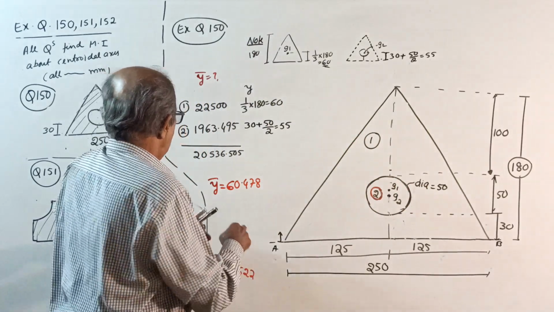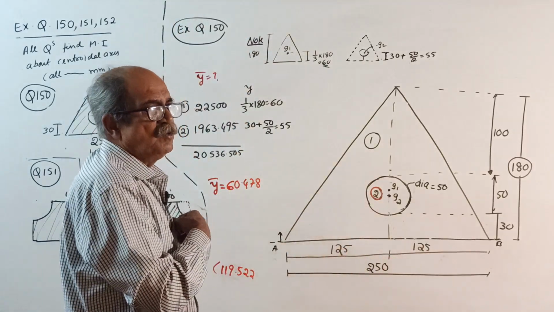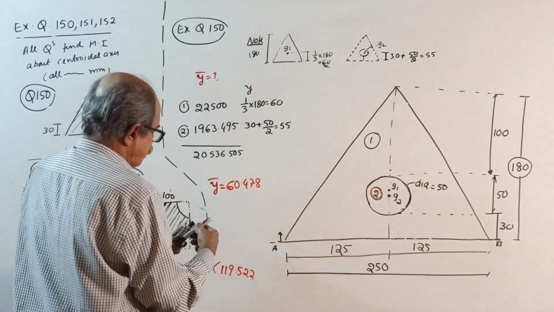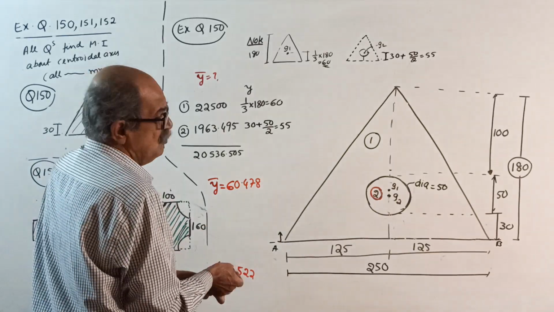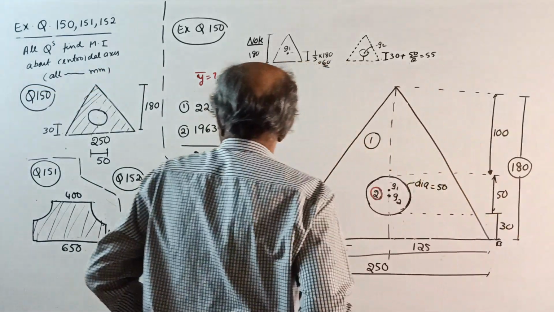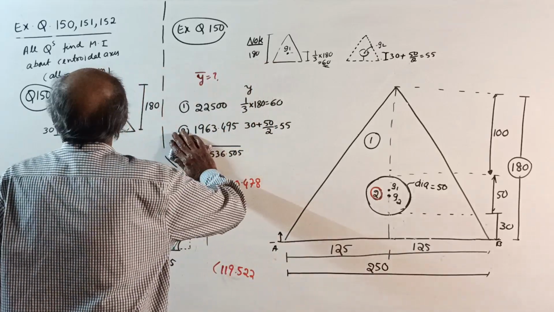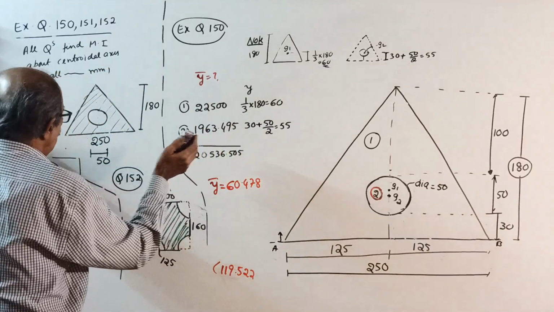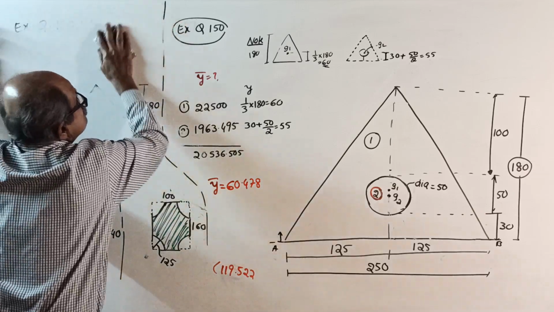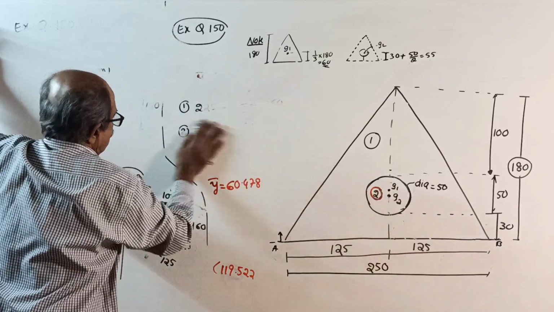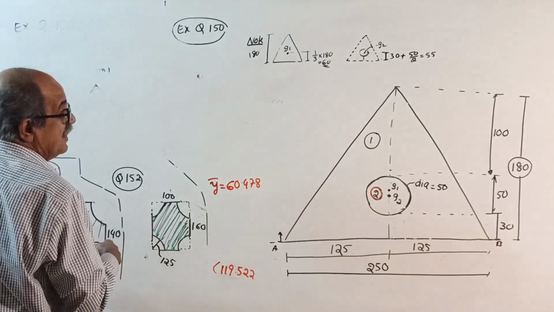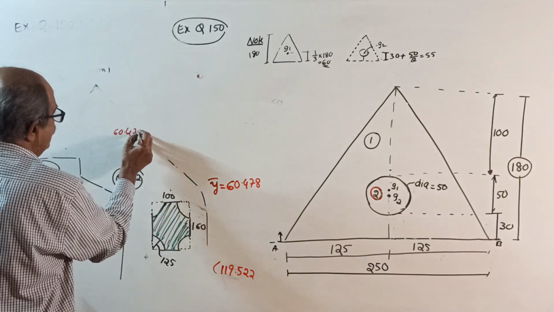So start now. Y bar equals A1 y1 minus A2 y2 divided by the total area, that is A1 minus A2. You will get y bar equal to 60.478. Okay, now I will remove everything because all is explained, and we can go for moment of inertia now. I want some space here, so this question I will remove, it is not required now. Y bar is 60.478. I will forget later.